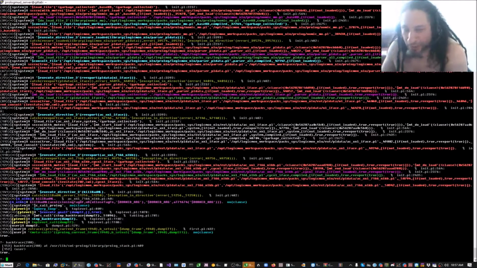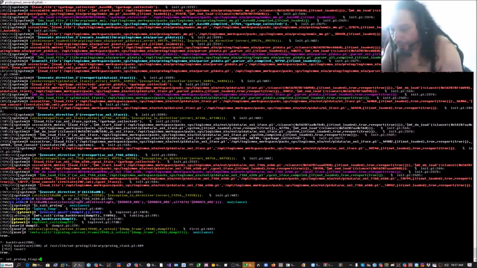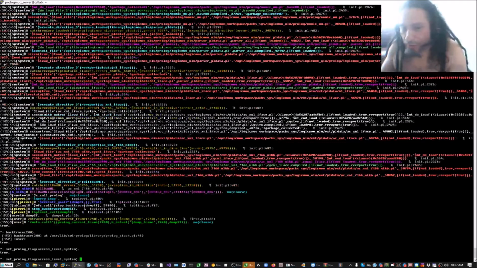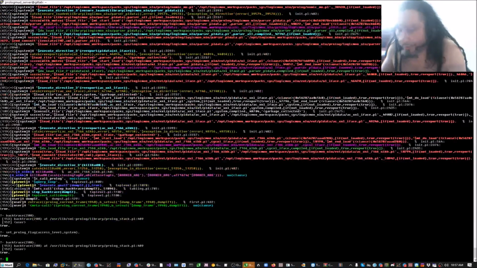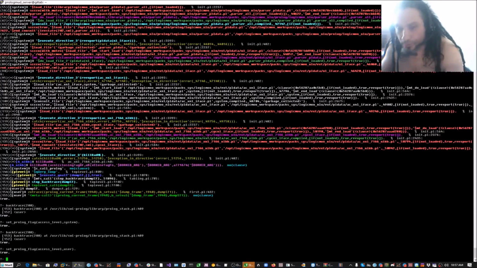But when I try to get a backtrace out of it, I can't get anything. Secretly, there's a way of getting a better backtrace from SWI Prolog by set prolog flag access level system, and it actually should show us some of the hidden frames. It didn't. Okay, so let's set the access level back to user. Sometimes, at least for a while, that worked.